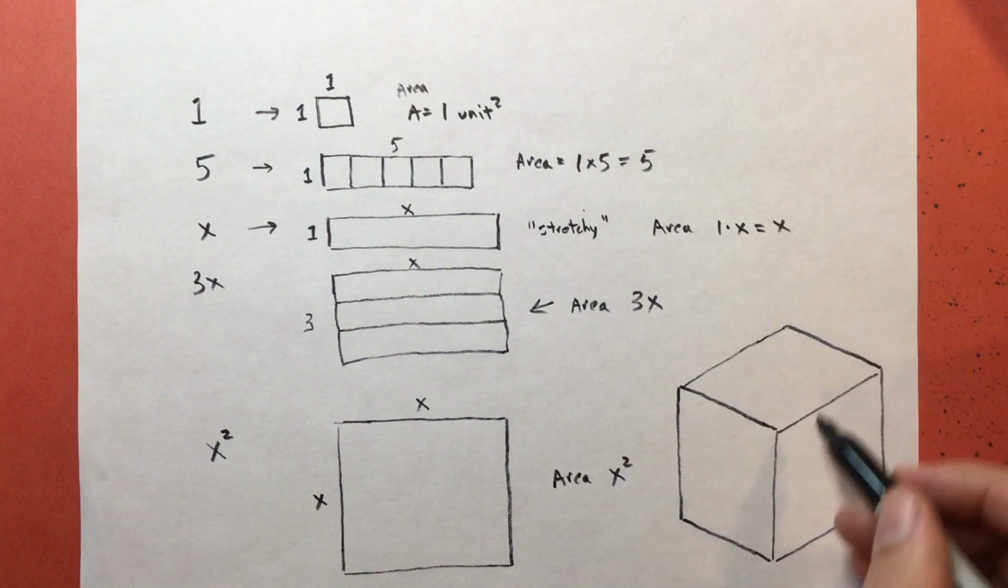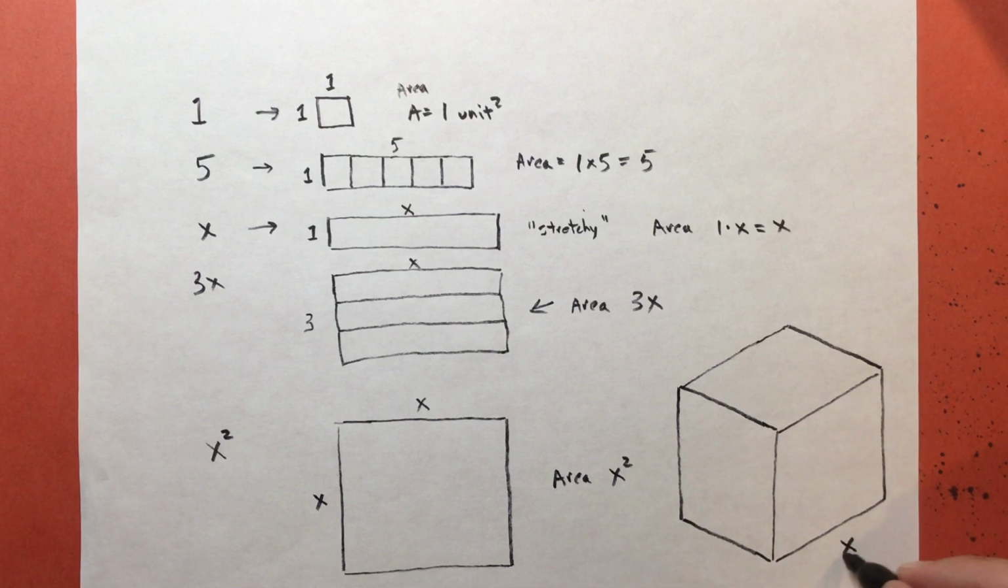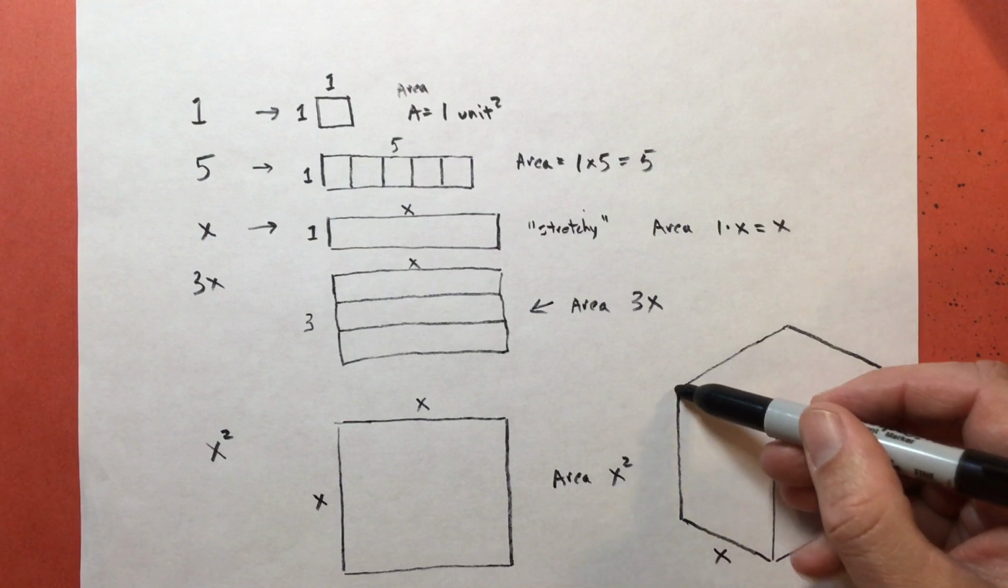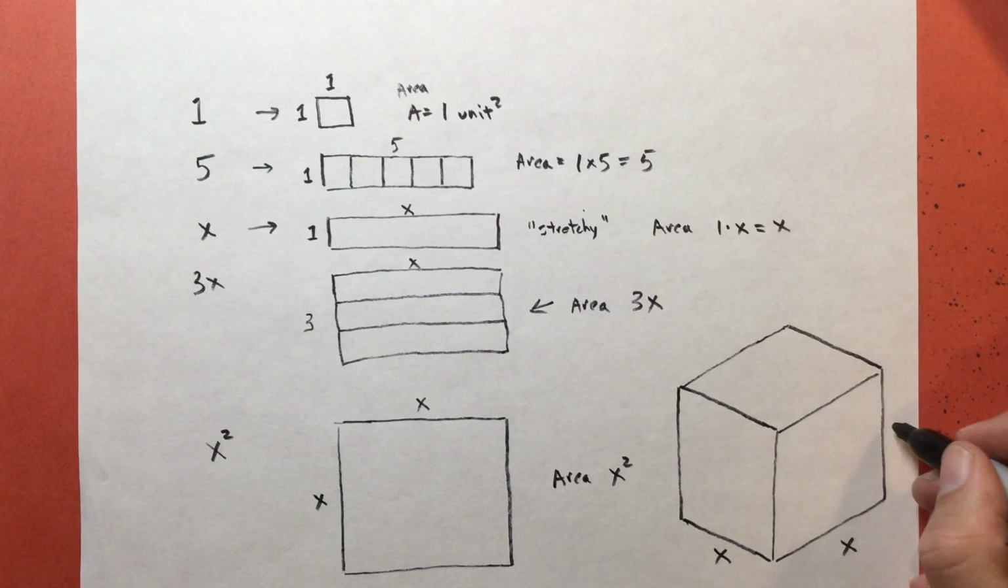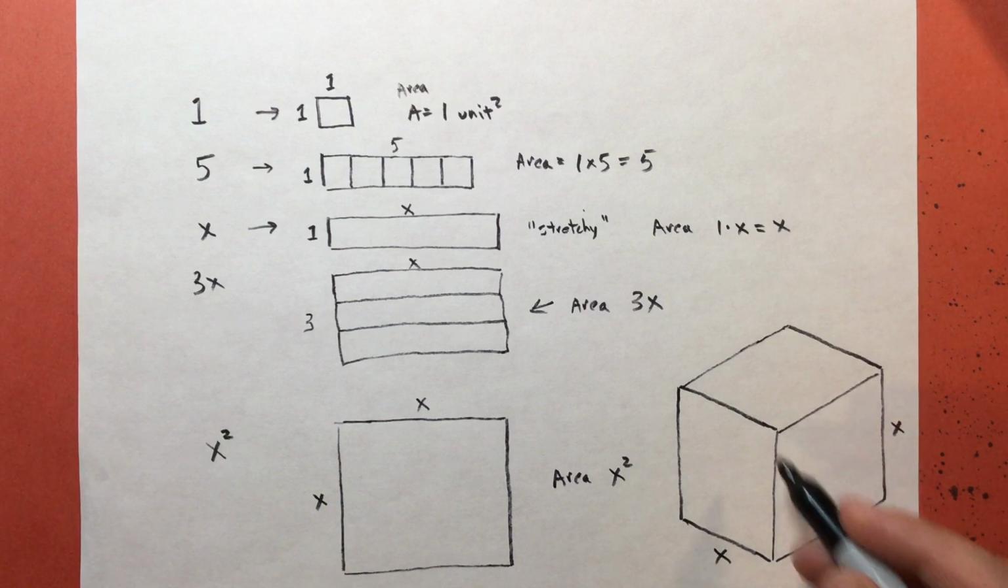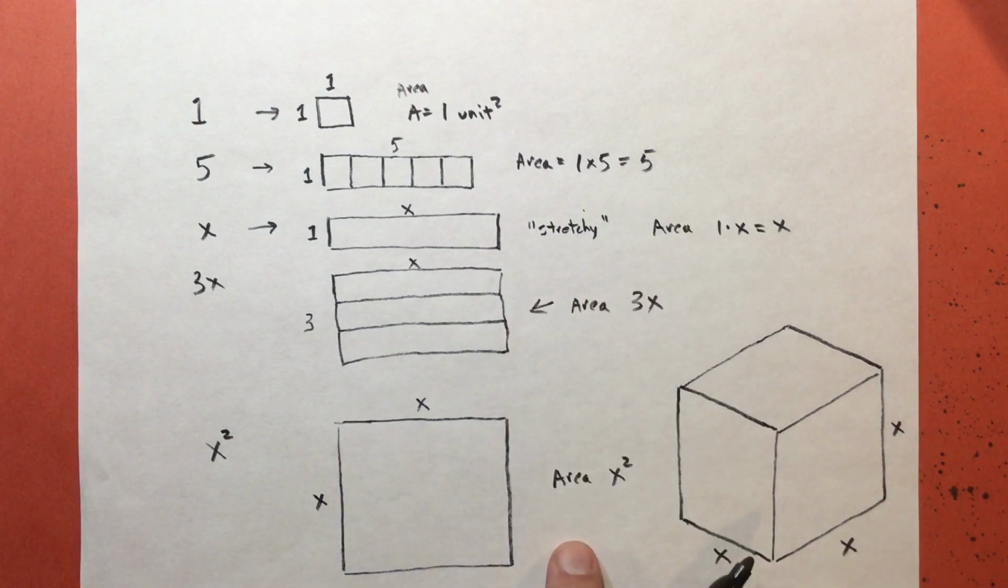From here to here, from here to here, from here to here, that's x. From here to here, here to here, here to here, that's also x. And from here to here, here to here, here to here, that's also x. So this whole thing up here, again, we don't have area now because now we've got 3 dimensions, 3 different directions to go. Now we say that the volume is x to the third power.